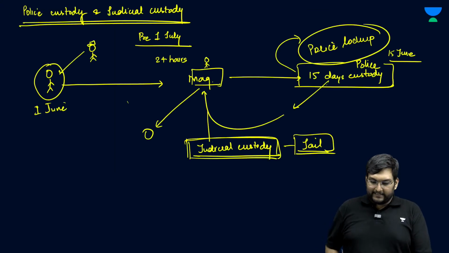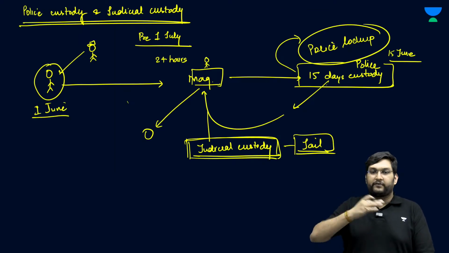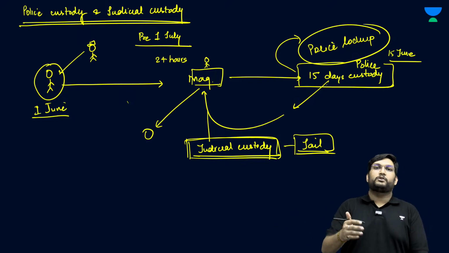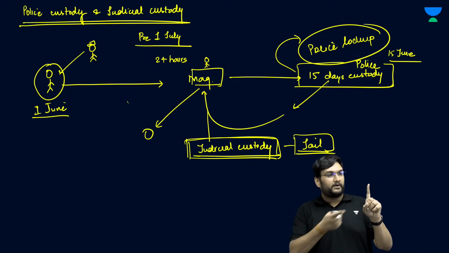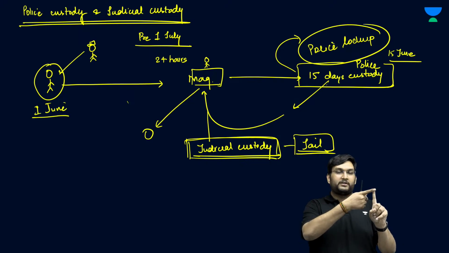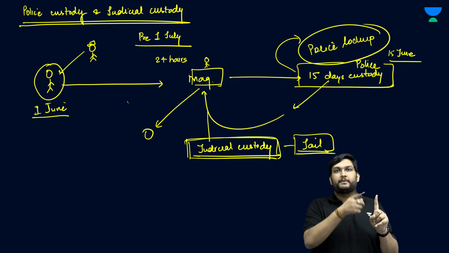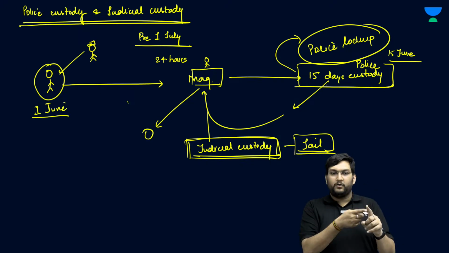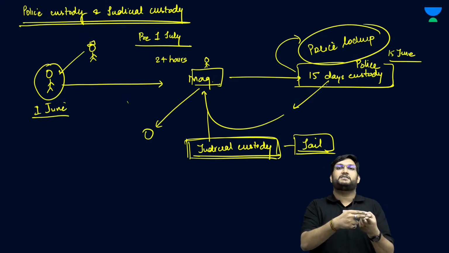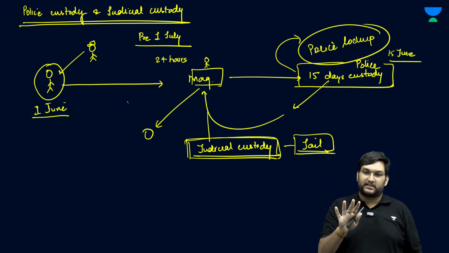So here from 1st June, the first 15 days, judicial and police custody are quite important. Simple, straightforward: police custody, police responsibility, police lockup, first 15 days. And then you have judicial, judge, no interrogation can happen under judicial custody.